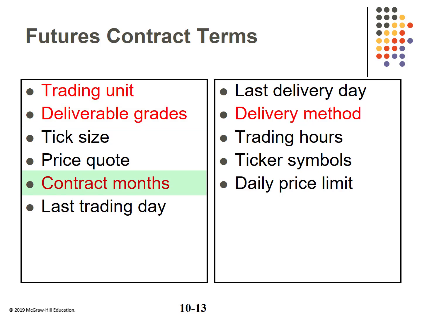Contract months are set in series. For physical, especially agricultural commodities, they're based on harvest times. For cocoa, the series is March, May, July, September, and December.